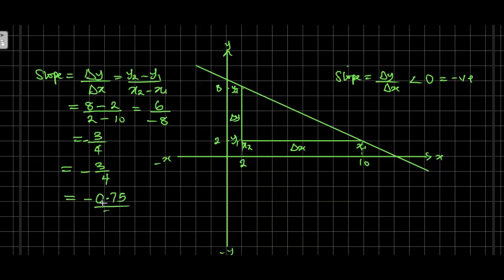Now, there's something I want to explain here. Irrespective of the axis of the graph, as long as the right triangle is towards the left-hand side, you are going to be having a negative slope. And if the right triangle is towards the right-hand side, like the previous video, you're going to be having a positive slope.